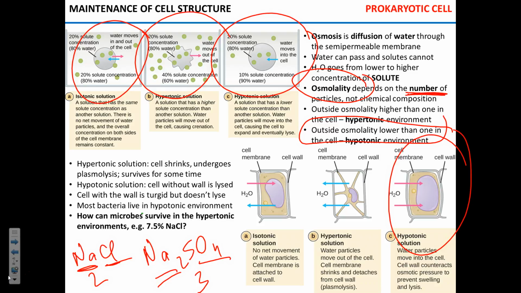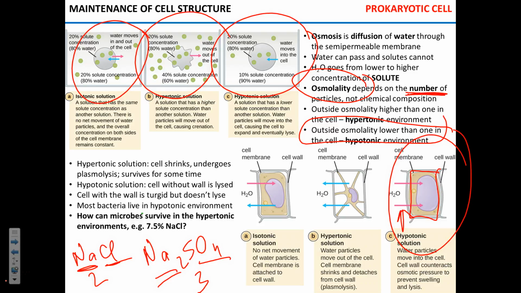So why is a hypotonic environment okay? If the environment is hypotonic, so the osmolality of the cell is higher than the osmolality of the environment, where would water go? Into the cell, right? You can see it right here. It goes into the cell. So what's going to happen to the cell? It's going to swell. And what may eventually happen to the cell?